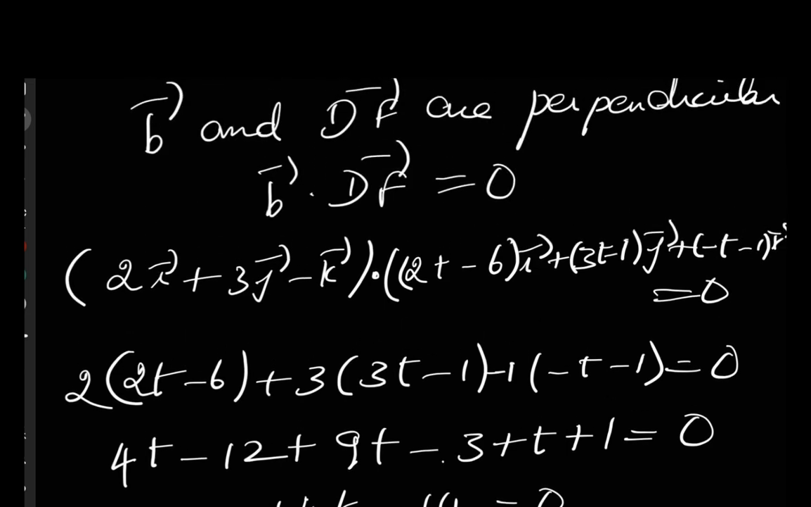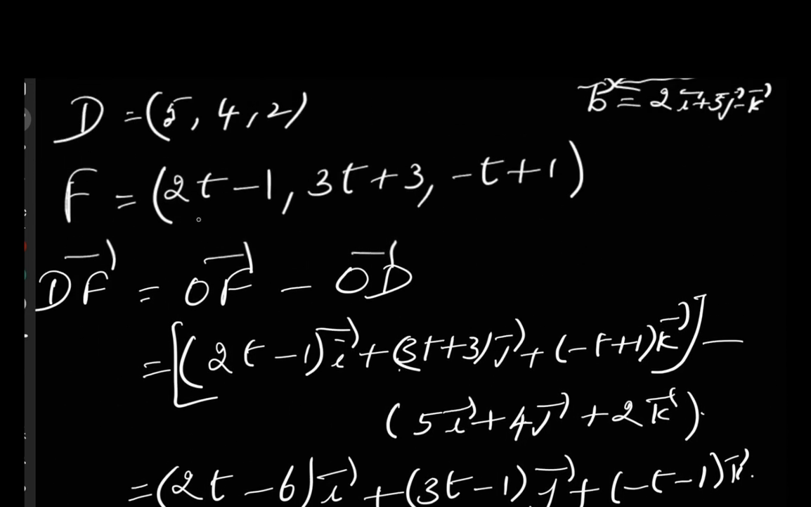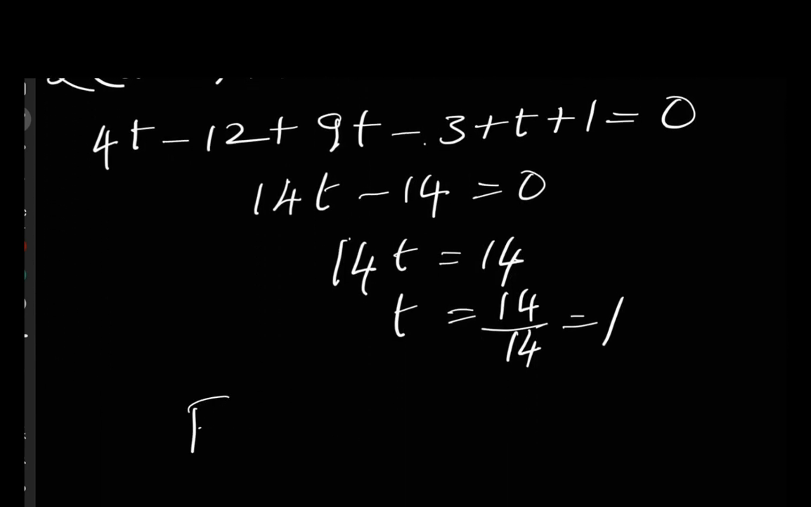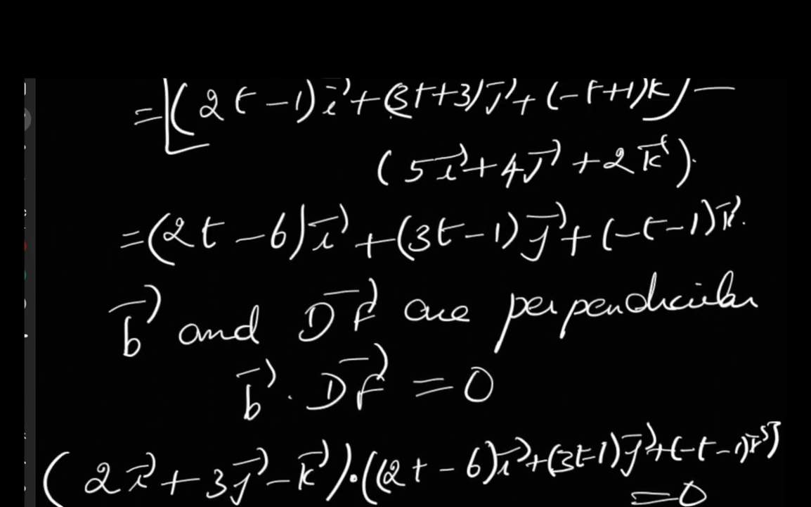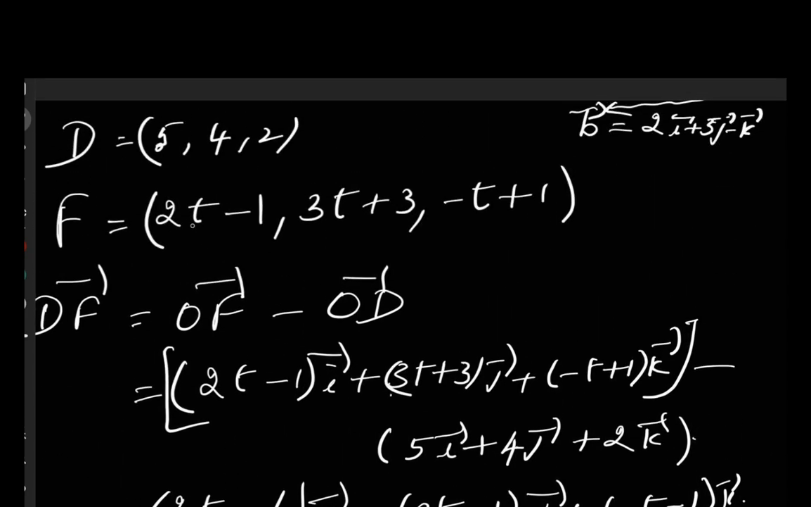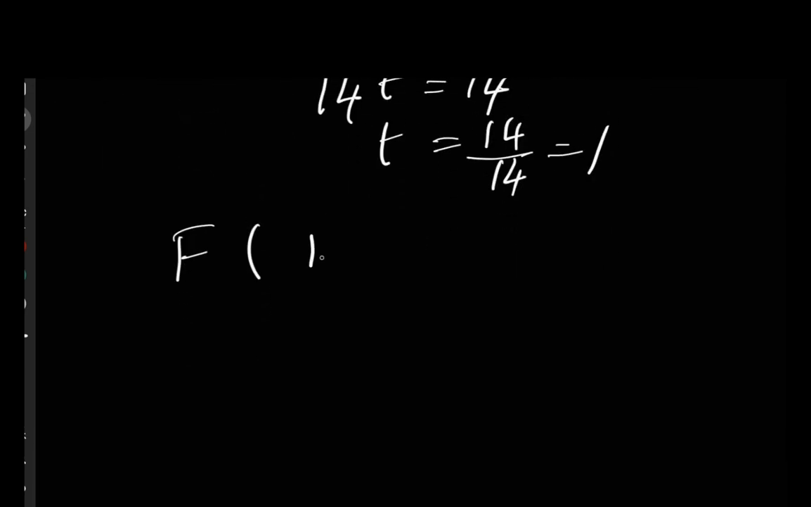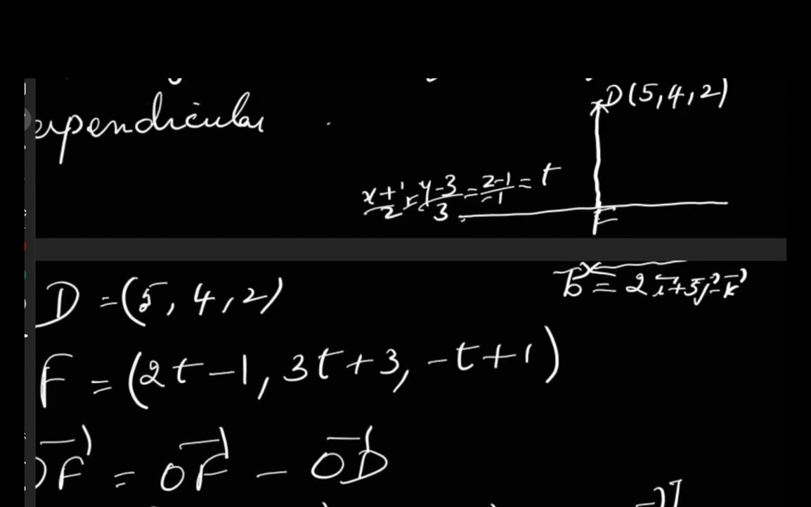Take t as 1 and substitute in F, as we need to find F for the first question. Substituting t as 1: 2 minus 1 is 1, 1 plus 3 is 6, and minus 1 plus 1 is 0. So the coordinates of F are (1, 6, 0). Therefore, the foot of the perpendicular from D is (1, 6, 0).